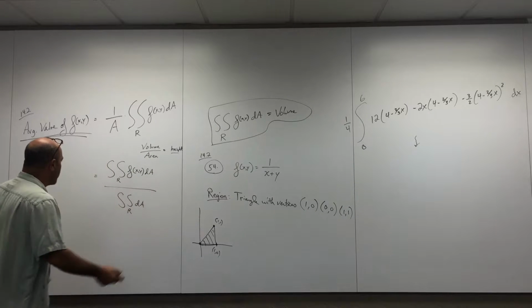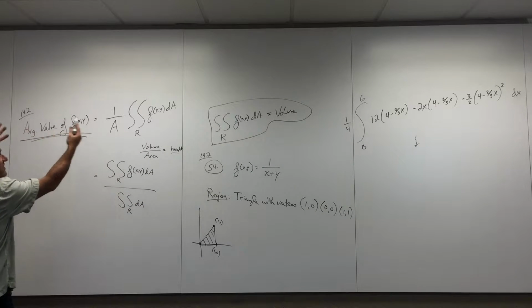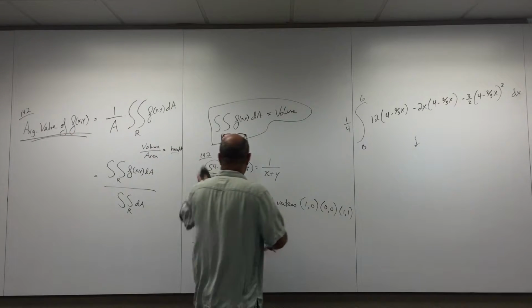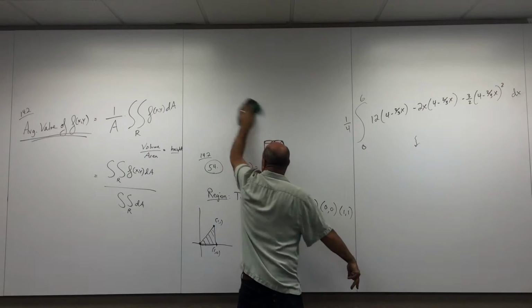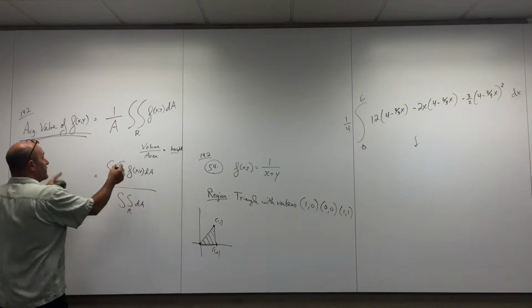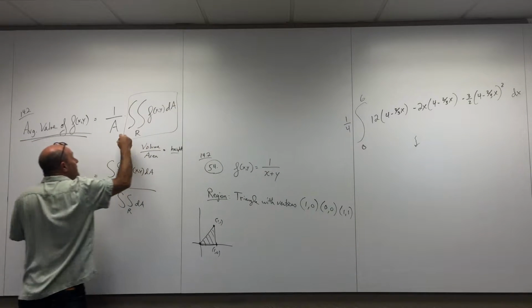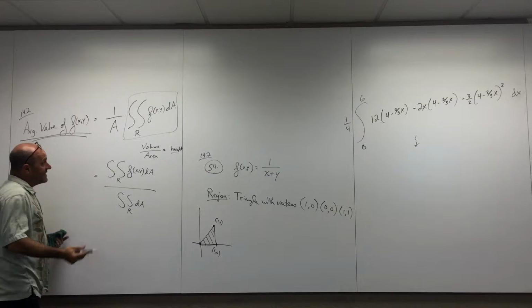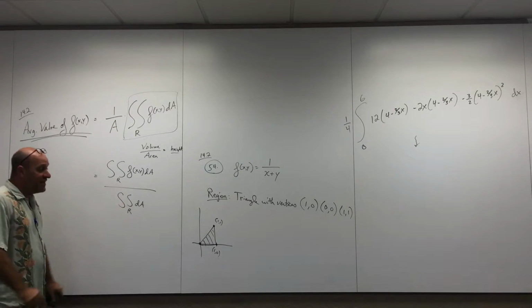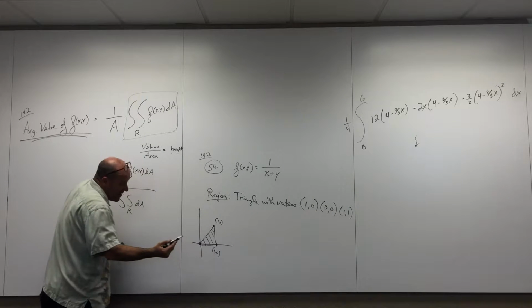So here I am, I'm doing the average value of the function. It's this formula, which means, like we sort of said, it's the volume divided by the area. Can we go ahead and get the area without doing a double integral? Can we use a little geometry on this triangle, please?